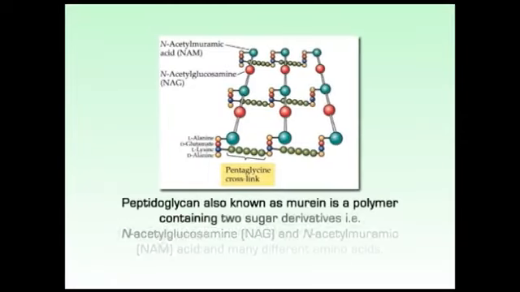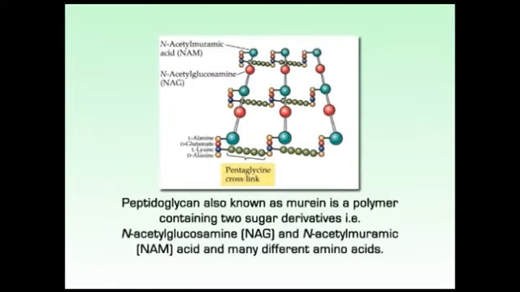Next, we'll come to the structure of peptidoglycan. So now we come to know that the cell wall of both gram-positive and gram-negative bacteria possess peptidoglycan, and the only difference is that the gram-positive have higher content of peptidoglycan than the gram-negative bacteria. Here, peptidoglycan is also known as murein, and it is a polymer containing two sugar derivatives, that is N-acetyl glucosamine and N-acetyl muramic acid, and many different amino acids.